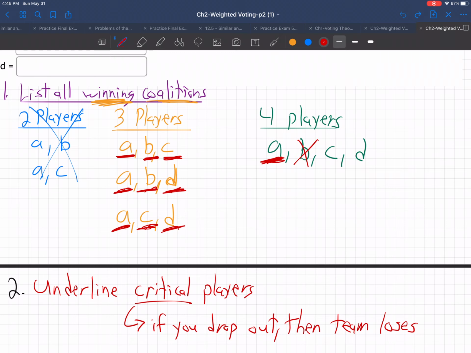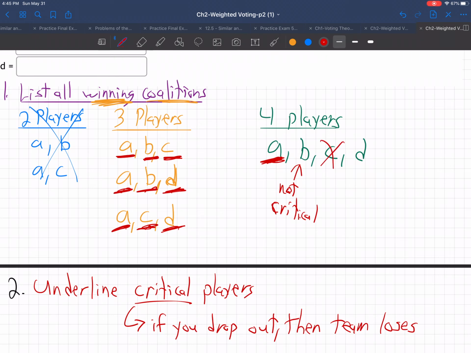So what does that mean? Well, that means that B is not critical. I'm not going to underline B because B is not critical. They don't have to have B to win. If B drops out, they're still okay.